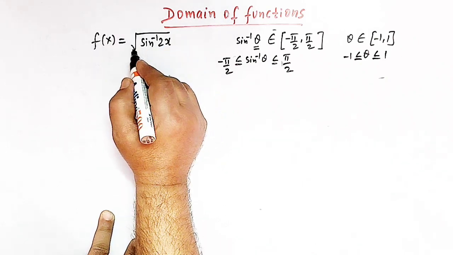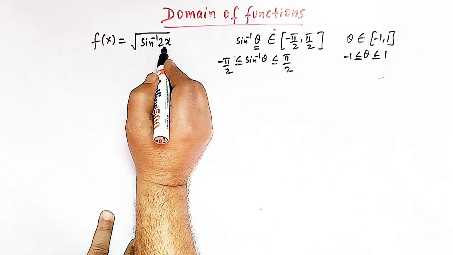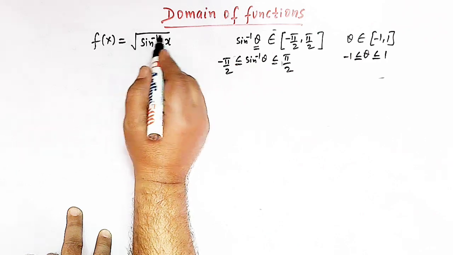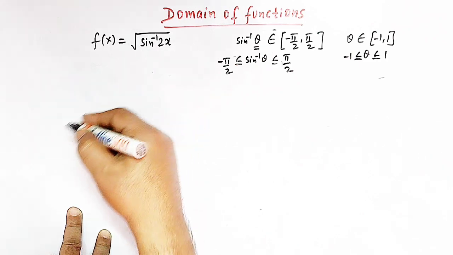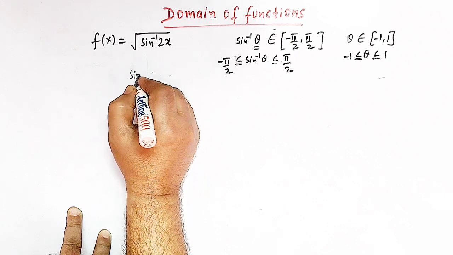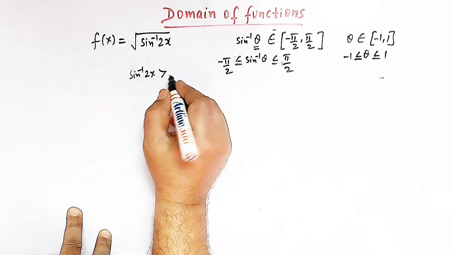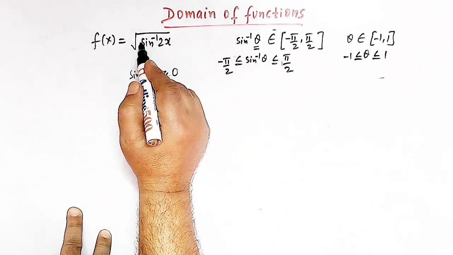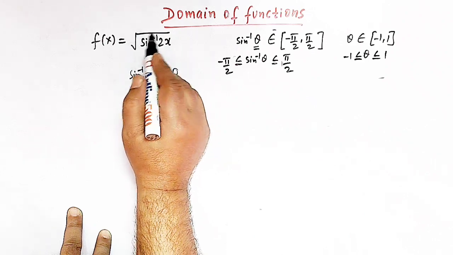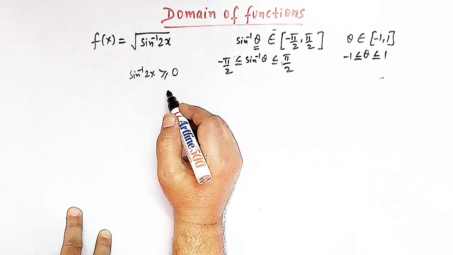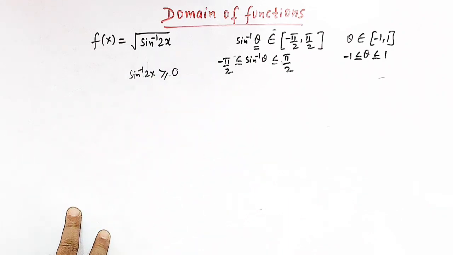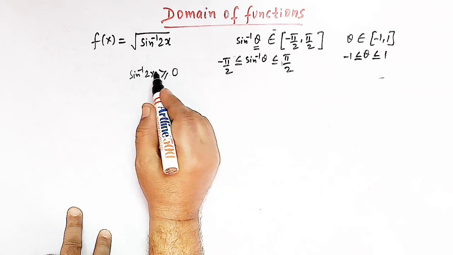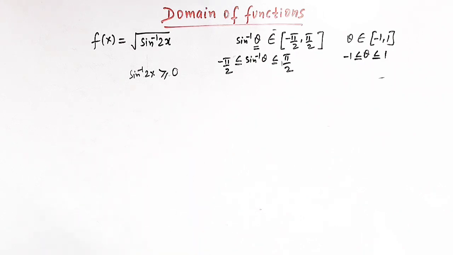So here we have square root of sine inverse 2x, right? So the first condition is that under this square root sign we cannot have a negative number. So sine inverse 2x has to be greater than or equal to 0, because if we have a negative number inside this square root sign, then it becomes a complex number, and here we are dealing with only real numbers, right? So sine inverse 2x should be greater than or equal to 0.